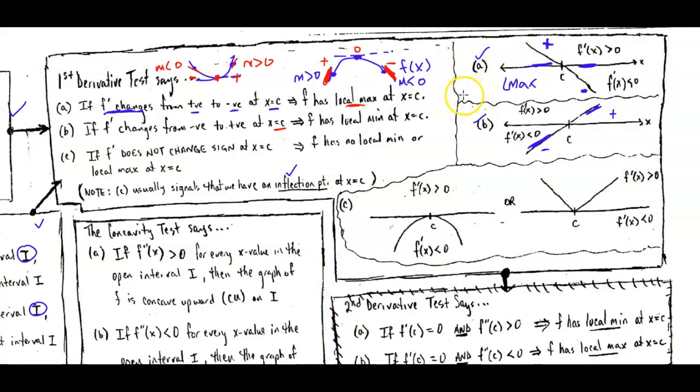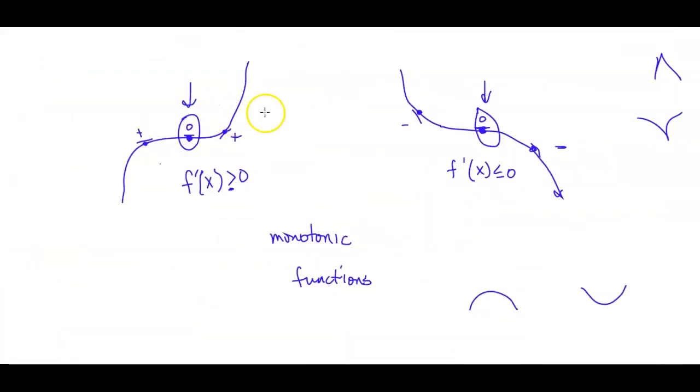So if we're going from increasing to decreasing, we have a local max. If we go from decreasing to increasing, then we have a local min. Okay, and that is what these two figures are trying to explain. Figure C here is trying to explain situations that could come up, one of which would be like these monotonic functions I was talking about here.